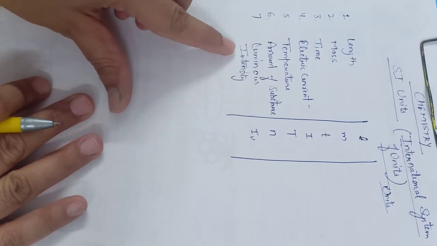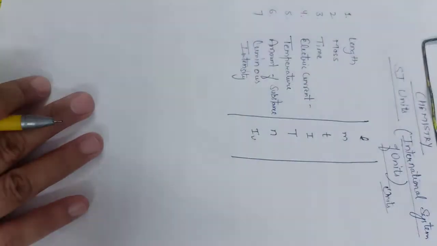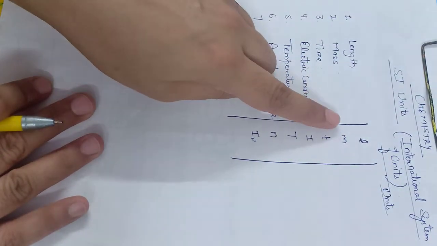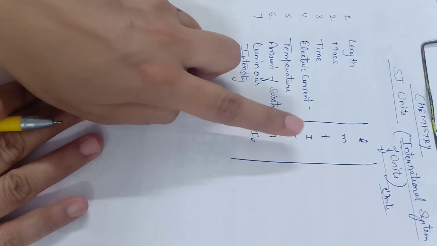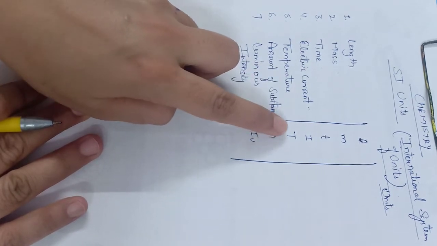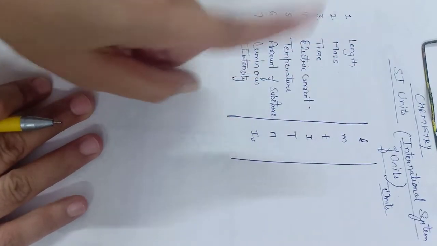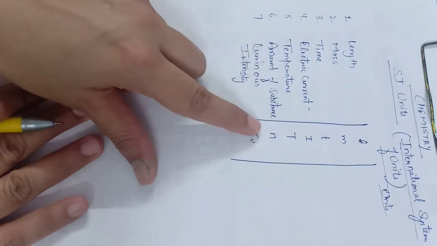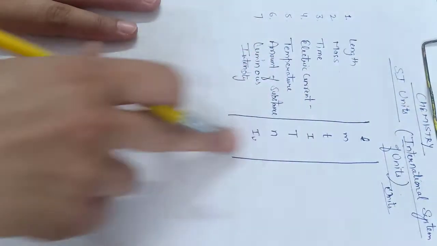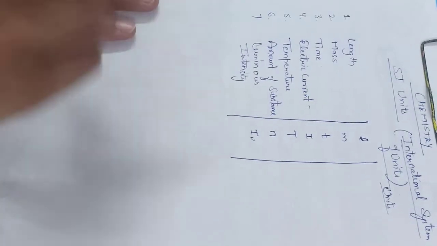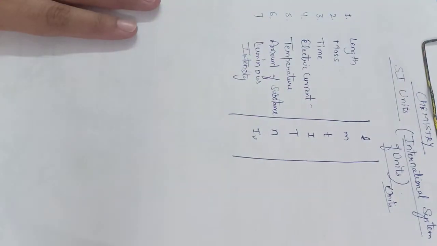Their symbols are: length is denoted by small l, mass by small m, time by small t, electric current by capital I, temperature by capital T, amount of substance by small n, and luminous intensity by I_v. Must remember this. These are the symbols and names of the 7 basic units or 7 standard units.